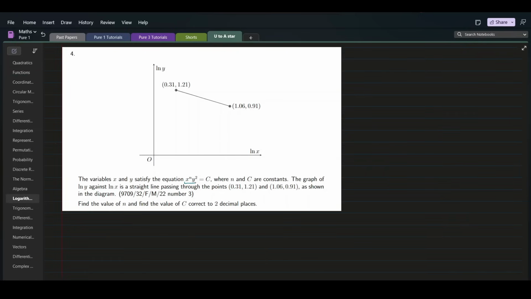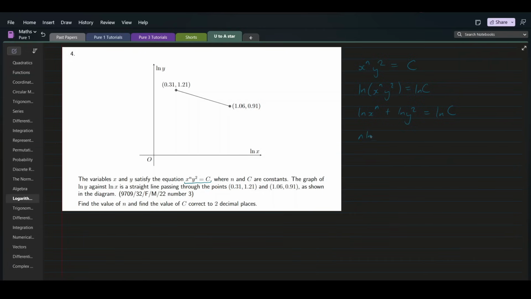So we are given this equation that the variables x and y satisfy. This is linear law, so that means we have to reduce this equation to a linear form. So that's x to the n y squared is equal to c. Apply the natural logarithm to both sides. So that's ln x to the n y squared is equal to ln c. So this becomes ln x to the n plus ln y squared is equal to ln c. That should be a c. And then let's bring down the powers.